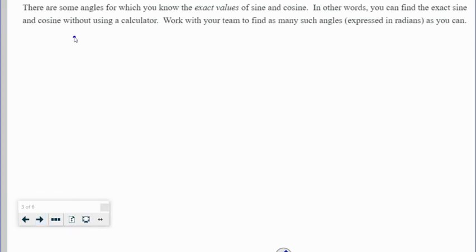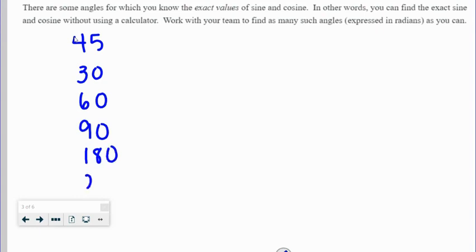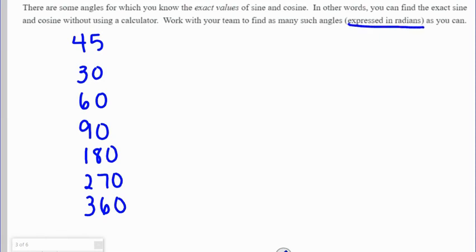So we know the 45, we know the 30, we know the 60, we know 90. We can also figure out 180, 270, and eventually 360. Okay, but it does say in radians.